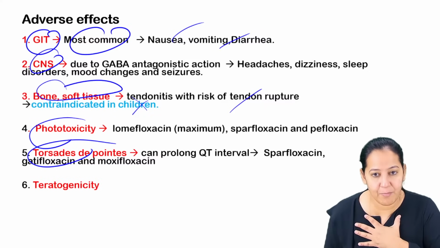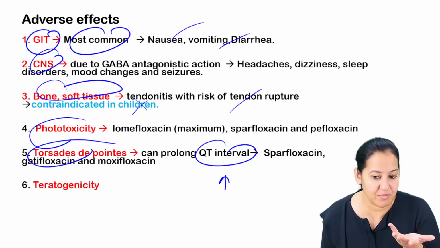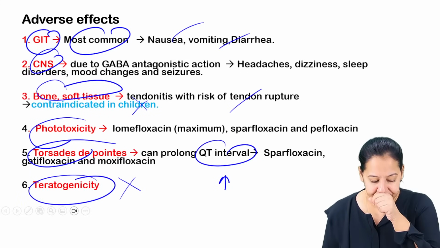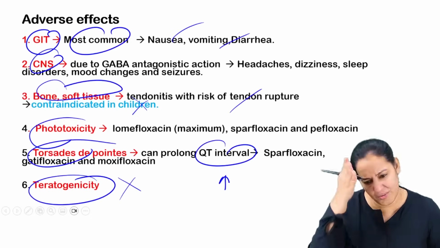You know what is torsades de pointes? In the PQRST, the QT interval is prolonged. That is known as torsades de pointes. You may have read this in medicine. And teratogenic. Never give any of the fluoroquinolones to any pregnant lady. It is teratogenic. So these are the 6. You can make some mnemonic.